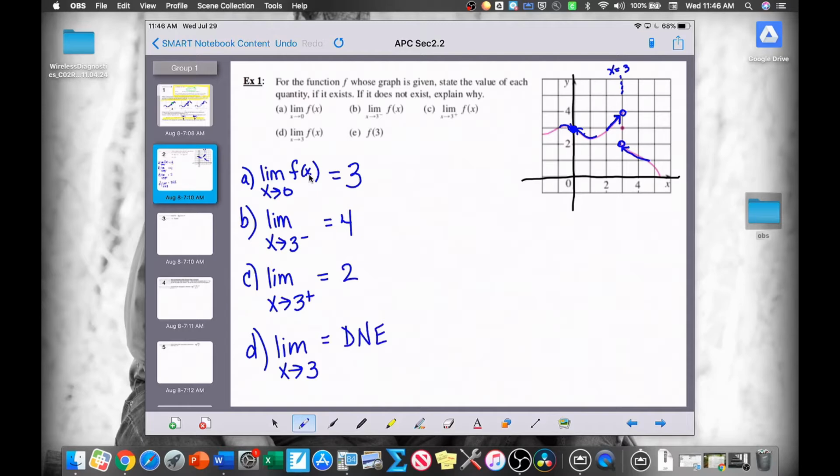And I always use DNE to abbreviate does not exist because the left-hand limit does not equal the right-hand limit. And if those two things don't agree, the limit does not exist. And then finally, letter E, they're asking us, what is f of 3? What is the actual value of the function when x is 3? Well, here's x equals 3, and that closed dot right there is the value of the function. So f of 3 is 3. This is the value of the function when x equals 3.